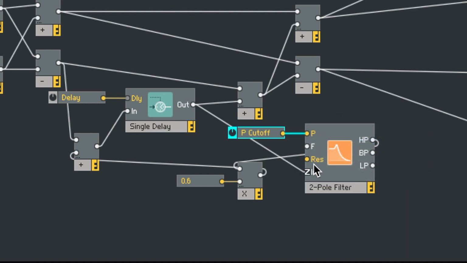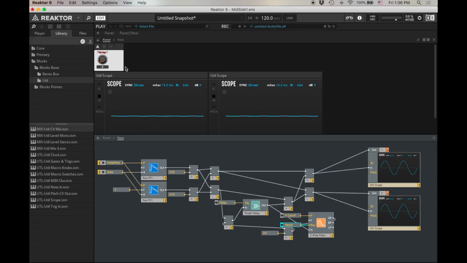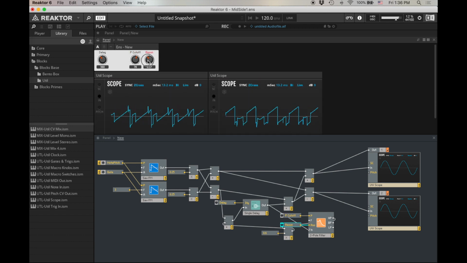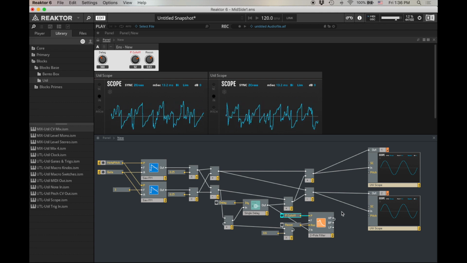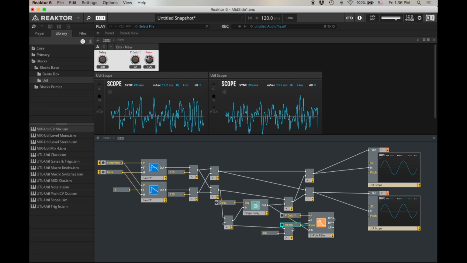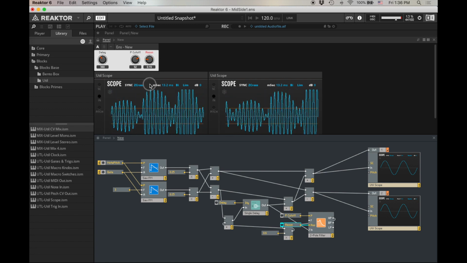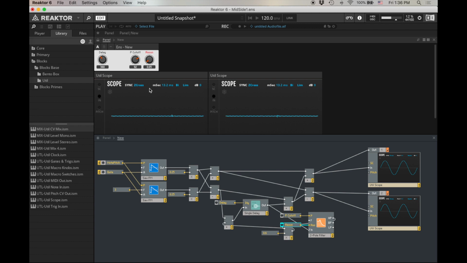Create control for our res. And then, as I said, I'm going to leave that one alone. Clean up my panel. Oops, and I've got the delay control in there too. Oops, I've got it feeding back a little bit too much there. I'm going to turn down that resonance. But you get the general idea.